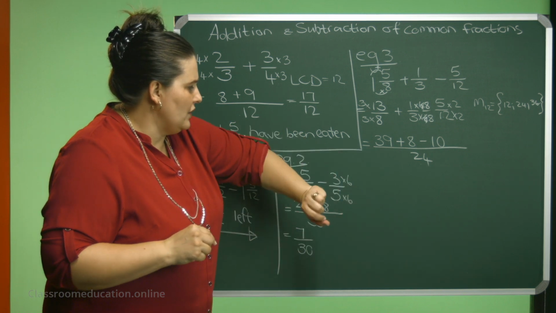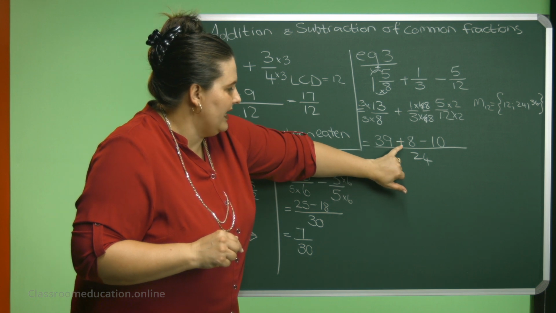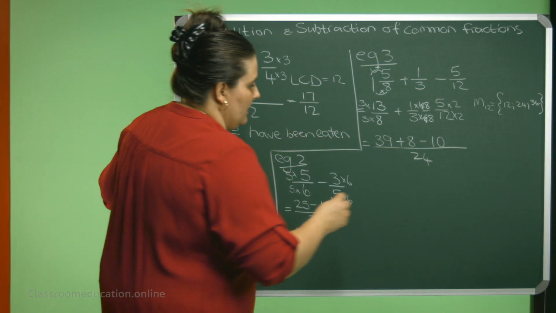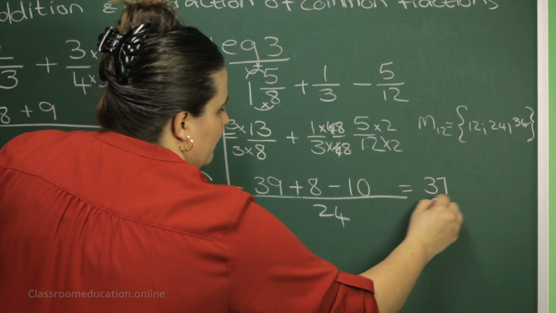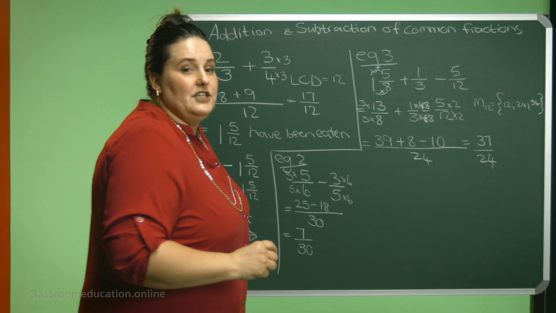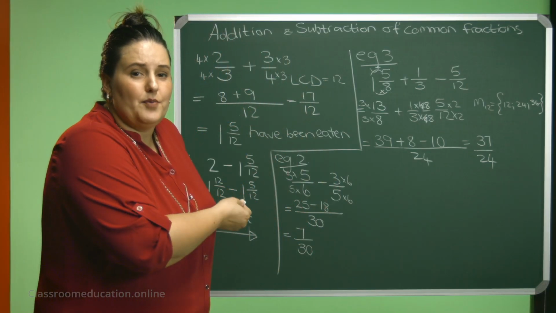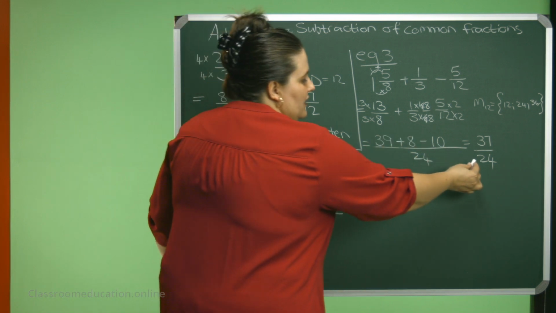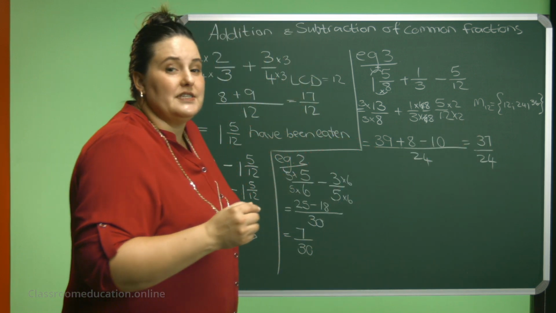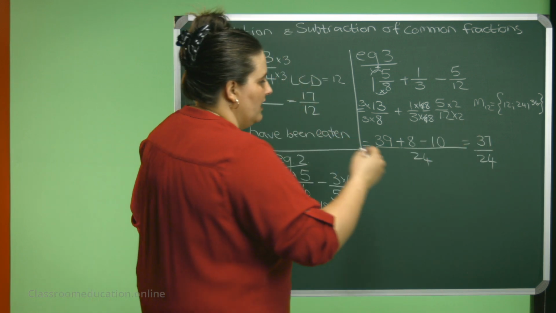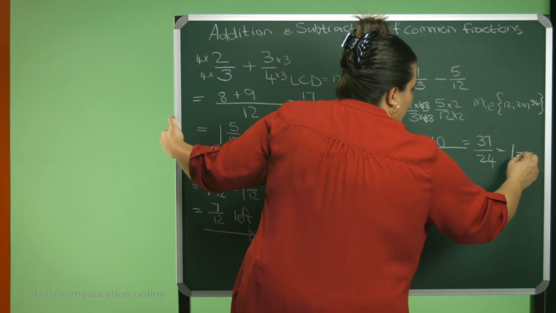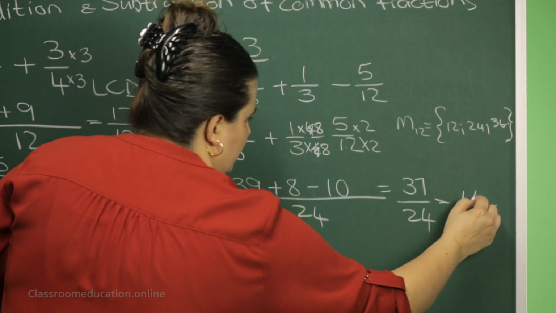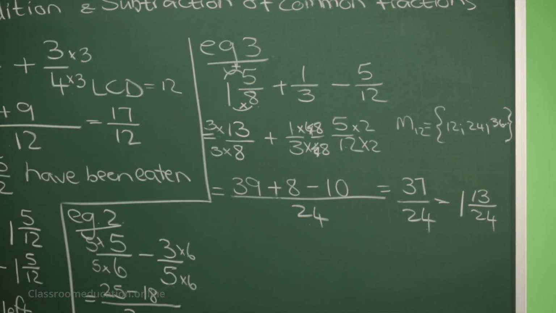Okay, now let's have a look here. 39 plus 8 is 47. 47 minus 10 is 37. So I will have 37 24ths. And if I need to change that now, because this is an improper fraction, I would like to change it to a mixed number. I can say how many 24ths can go into 37? Only 1. So I will have 1. And how many 24ths will be remaining? I will have 13. 1 and 13 24ths.